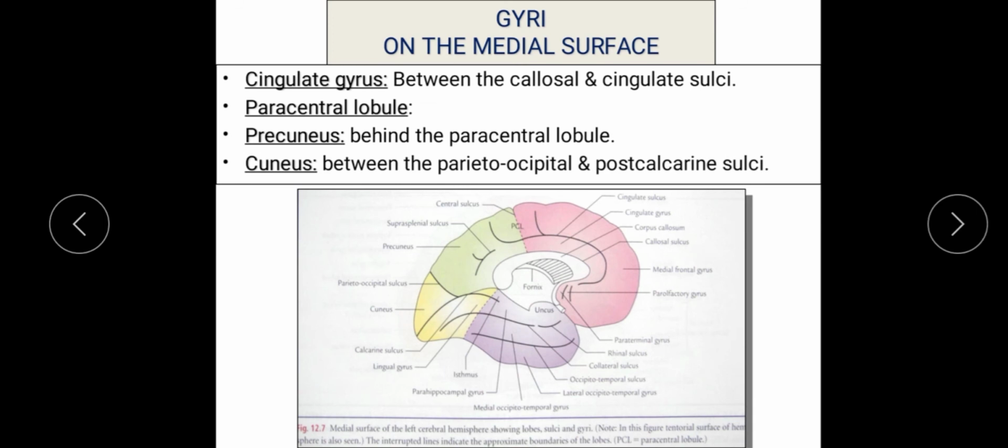And the cuneus, the last gyrus on the occipital lobe. This triangular area is known as cuneus, which is bounded anteriorly by the parieto-occipital sulcus and below by the extension of the calcarine sulcus, that is the post-calcarine sulcus.